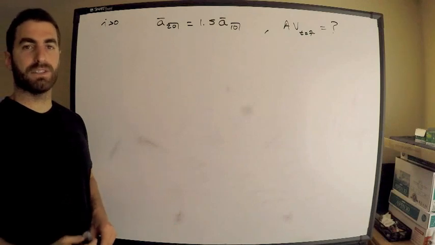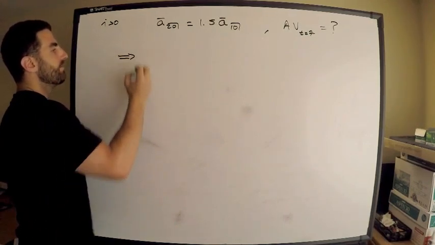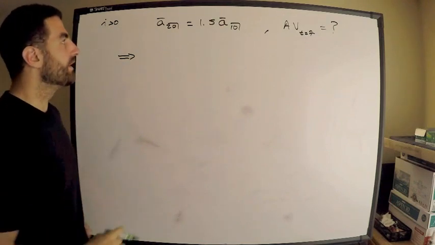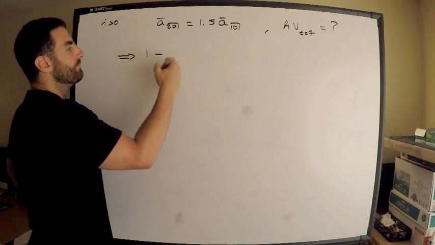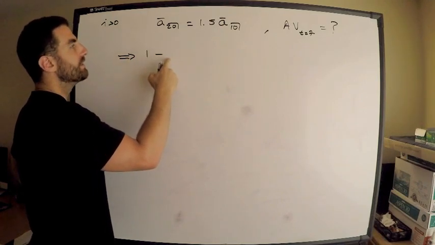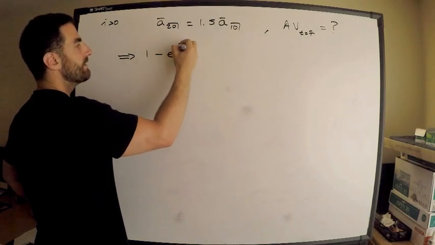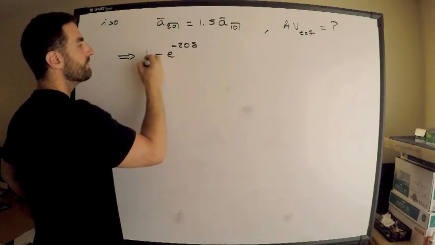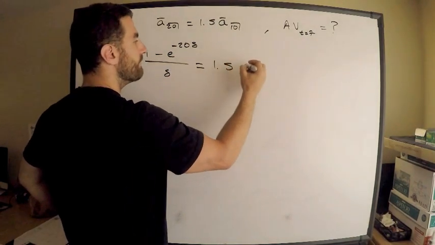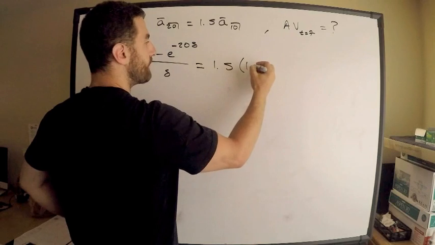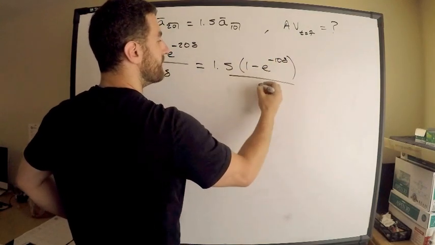Now, what is the definition of a continuous annuity? There are a couple of different formulations for this, but in my experience, it has been useful to write v to the t, which would usually go here, as an exponential. So e to the negative 20 delta over delta is equal to 1.5 times 1 minus e to the negative 10 delta, divided by delta.